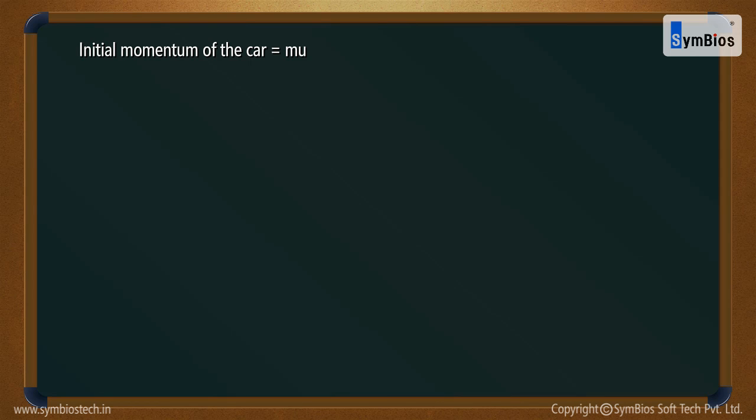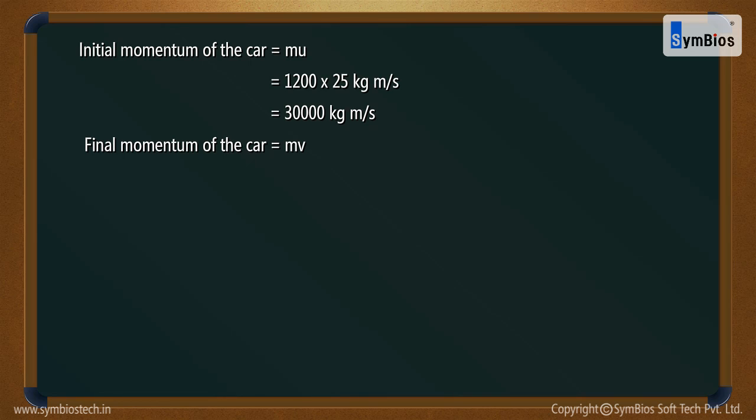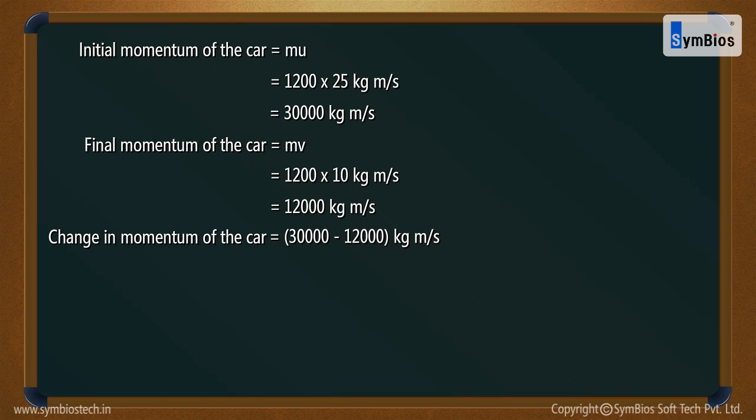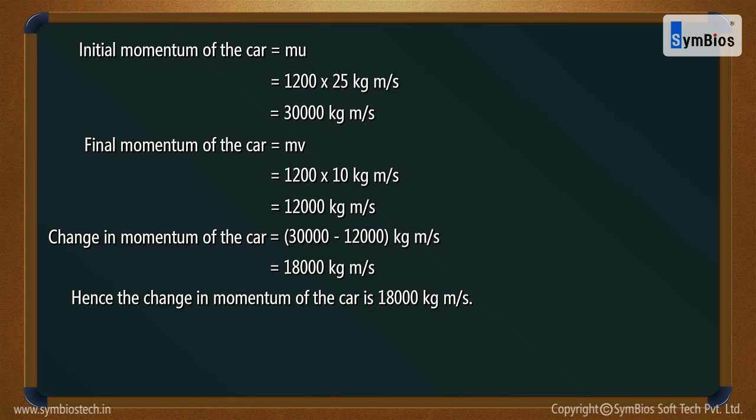Initial momentum of the car is equal to mu, which is equal to 1200 into 25 kilogram meters per second, which is equal to 30,000 kilogram meters per second. Final momentum of the car is equal to mv, which is equal to 1200 into 10 kilogram meters per second, which is equal to 12,000 kilogram meters per second. Change in momentum of the car is equal to 30,000 minus 12,000, which is equal to 18,000 kilogram meters per second. Hence, the change in momentum of the car is 18,000 kilogram meters per second.